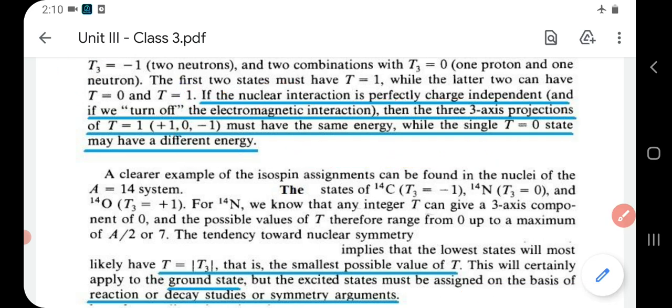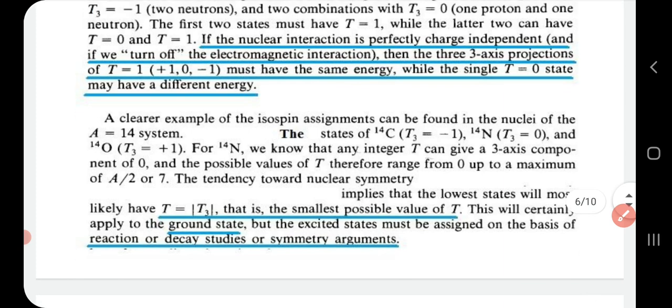Now, about isospin assignment, they have given an example for carbon 14 and nitrogen 14 and oxygen 14. For nitrogen 14, T3 is 0. And the possible values of T can therefore range from 0 to a maximum value of 7. That is in the case of nitrogen.